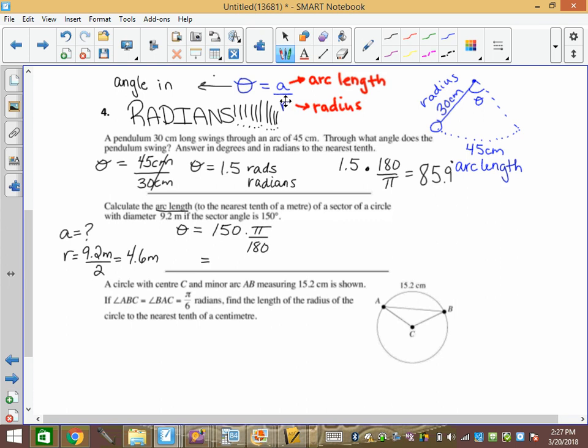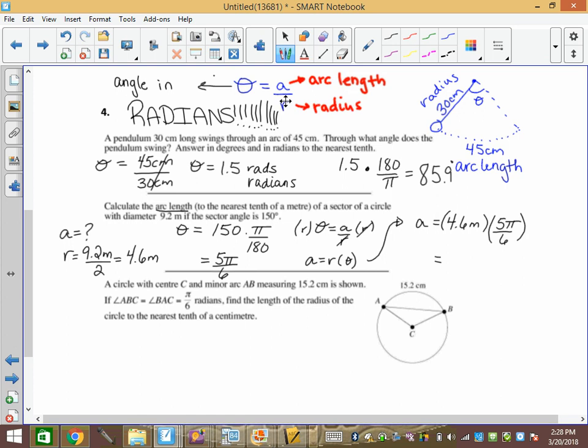So you're going to get 5 pi over 6, I believe. And then we have to solve for A. So theta equals A over R. Multiplied by R. And A equals R theta. So A equals 4.6 meters times 5 pi over 6.